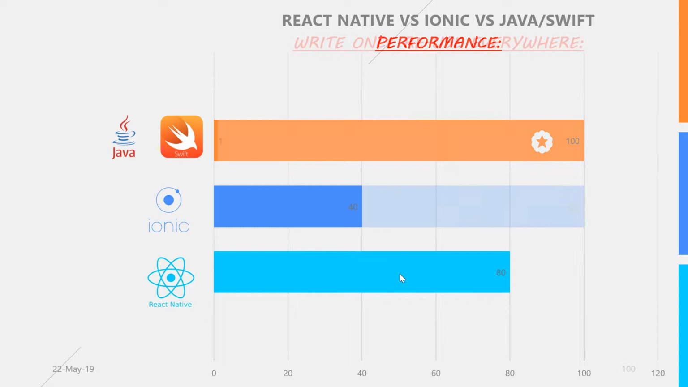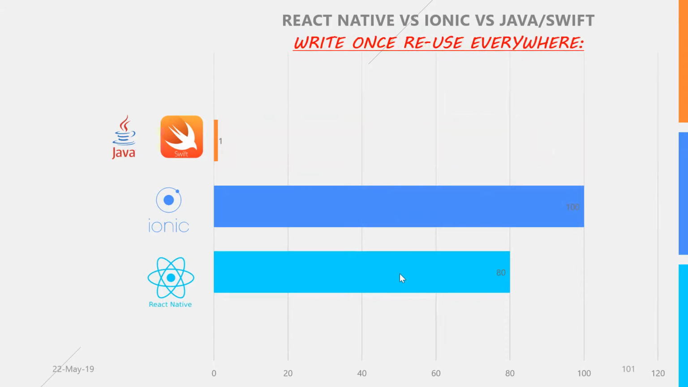So if we look at write once, reuse everywhere, with Java and Swift, it's actually supposed to be a 0. I've put 1, but you cannot use the skills that you have in Java to write Swift. These are totally different use cases. So if you want to write for Java, you need to learn Java. If you want to write Swift, you need another person who knows Swift, but you cannot transfer your skills from Java to Swift.